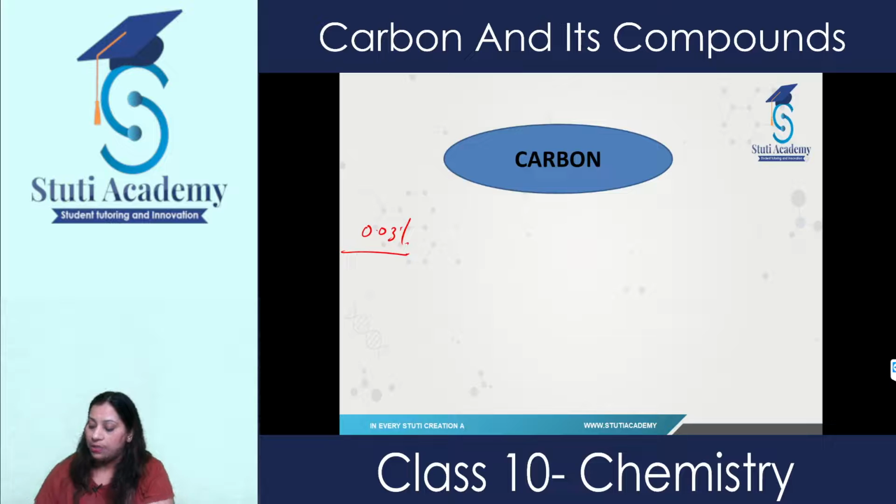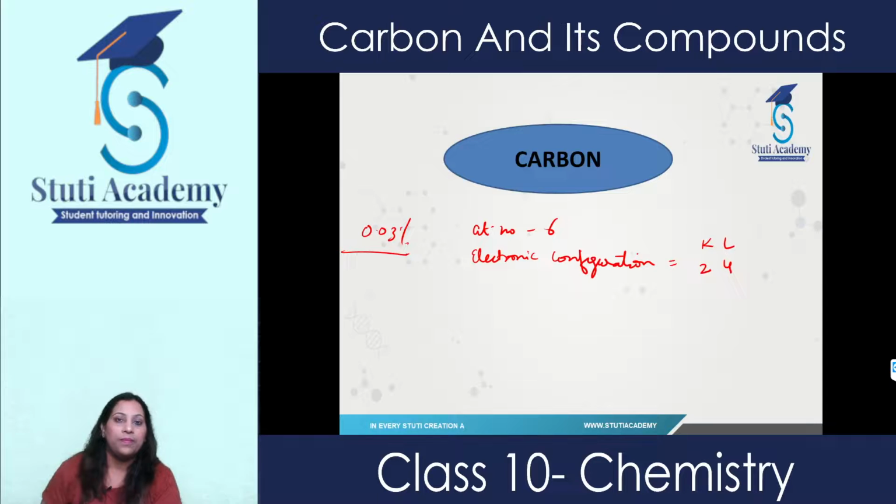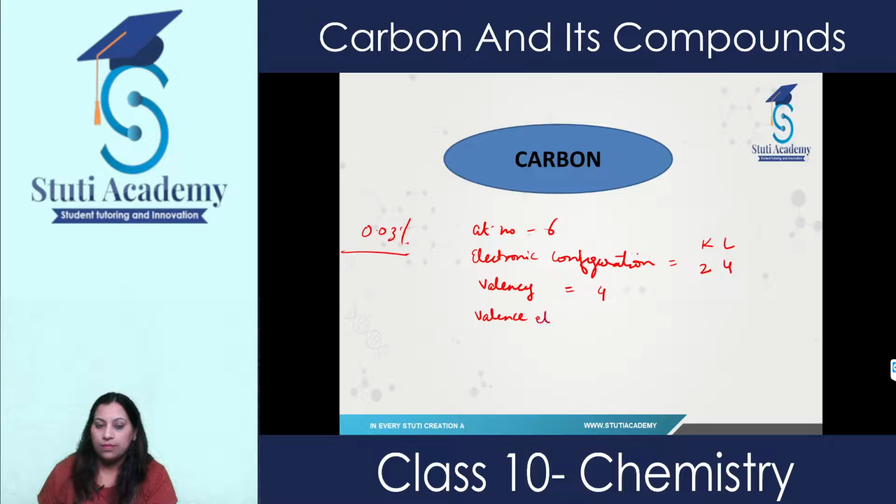The atomic number of carbon is 6. If we write its electronic configuration, its electronic configuration is 2, 4. And its valency is 4, and the number of valence electrons is 4. So here the valency is 4, and these are the valence electrons which are present in this carbon in the outermost shell.